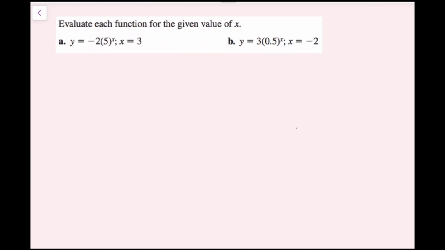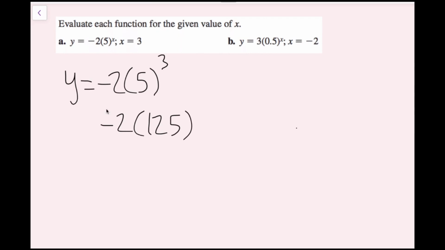For this example, we want to evaluate each function for the given value of x. Well, I have y equals negative 2 times quantity 5 to the power of x when x equals 3. So all I'm going to do here is plug in 3 for x and then simplify. So I have y equals negative 2 times 5 to the third power. Order of operations, I'm going to do 5 cubed. Well, I know 5 cubed is 125, but if you didn't, you could do that out, 5 times 5 times 5. So that's going to be negative 2 times 125. Well, if I double 125 and then make it negative, y is equal to negative 250.